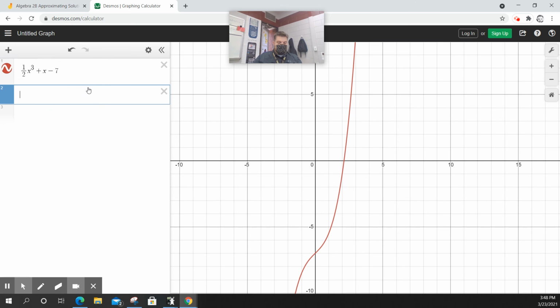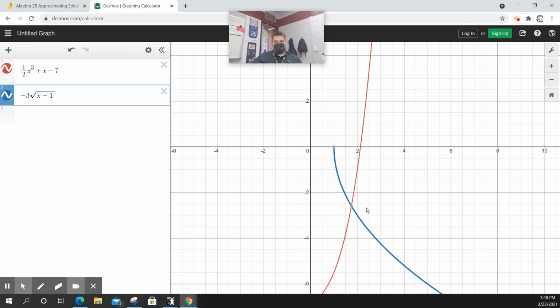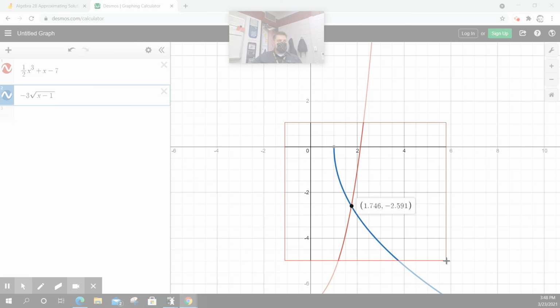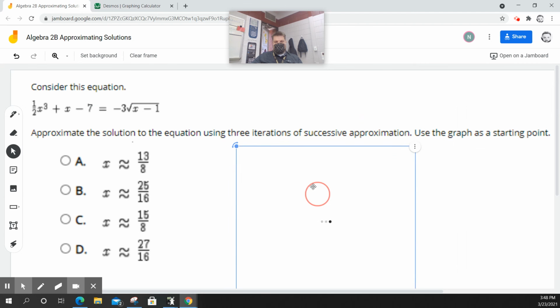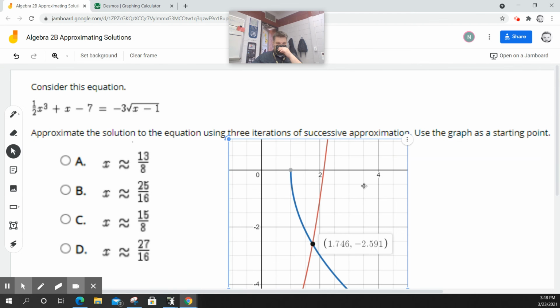Then I'm going to graph -3 times the square root of x minus 1. That's blue. So as you can see here, it's going to cross right here. So let's take a screenshot of that. So it only crosses once. Okay. So let's see which one of these is closest to this.